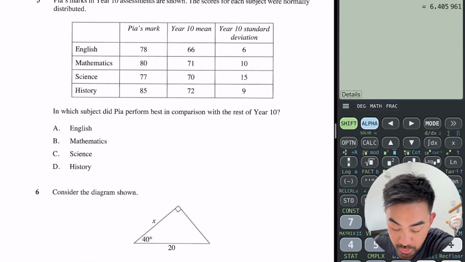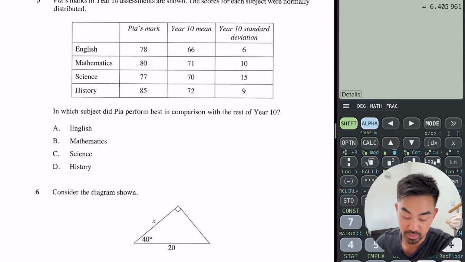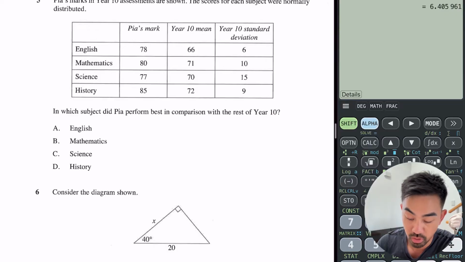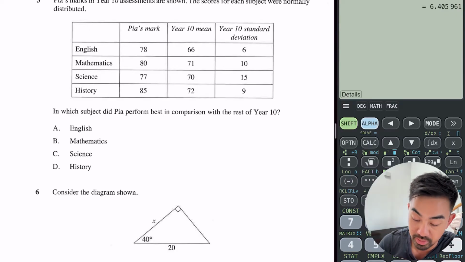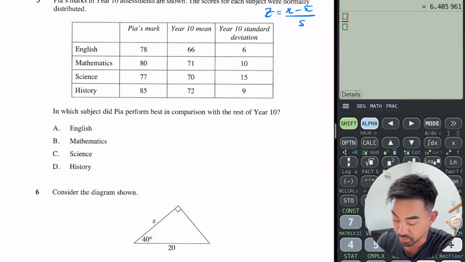All right, question 5. Peers marks in year 10 assessments are shown. The score for each subject were normally distributed. So we've got English, math, science, and history, as you can see. In which subject did she perform best in? Okay, so for these ones, we're just looking for the highest Z score. So remember, the formula is Z equals x minus x bar, so mean, divided by standard deviation. So I'm just going to put these in one at a time.